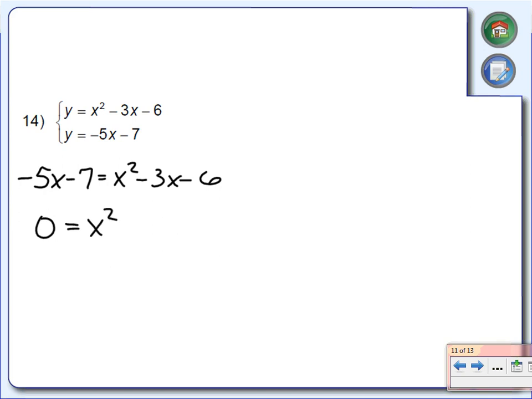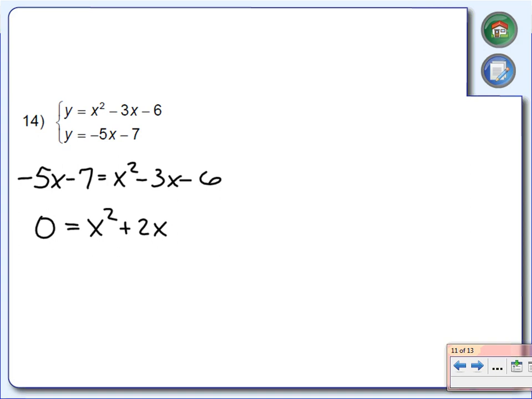I'm going to start by moving my negative 5x to the other side. And we're going to do that by adding it to this negative 3x over here. So this negative 3x plus the 5x would give us how many? Negative 3 plus 5. 2. Positive 2x.